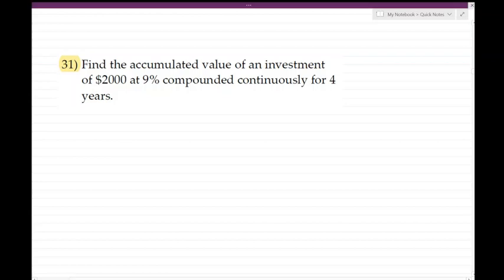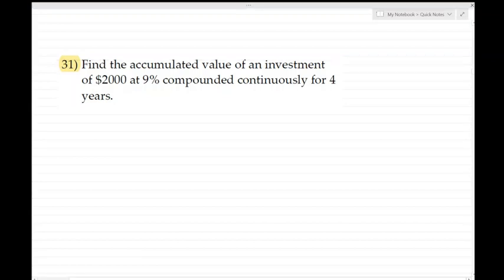Okay. Next, we want to find the accumulated value of an investment of $2,000 at 9%, compounded continuously. So continuously tells us to use the other formula. What is the other formula? The other formula is A, the accrued amount, equals the principal times the number e raised to the power r times t.